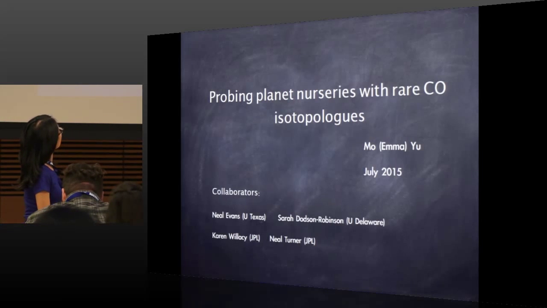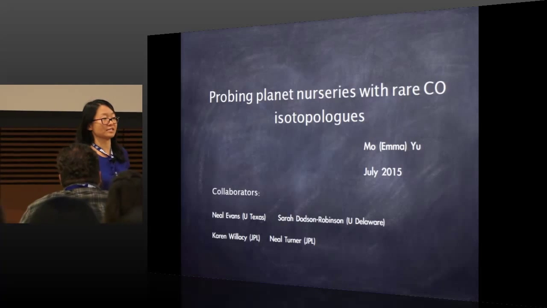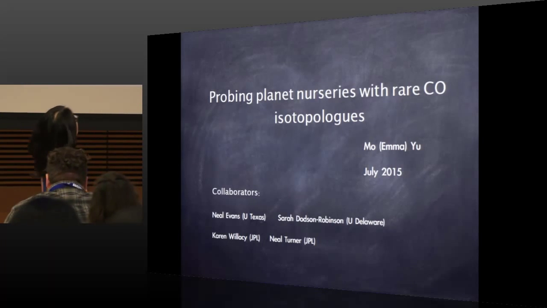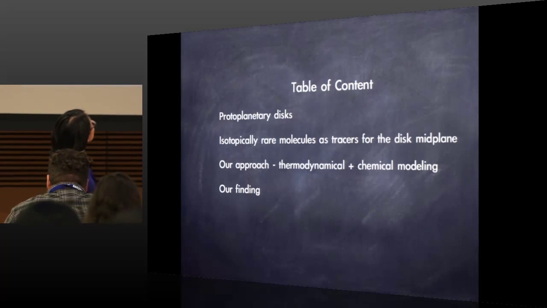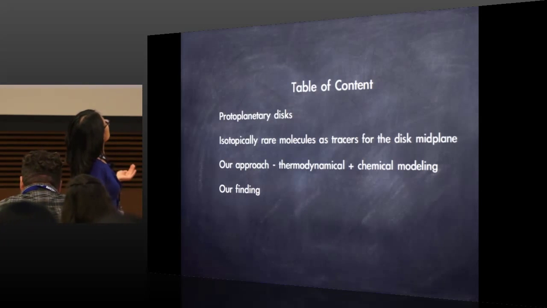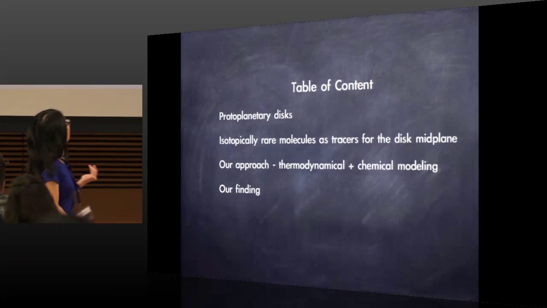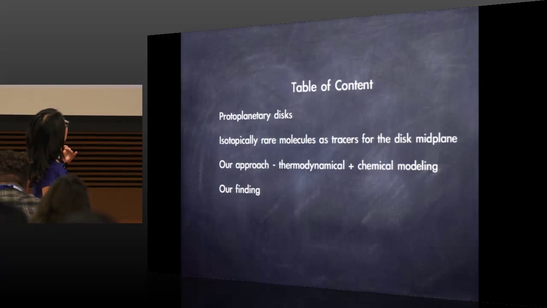I work with Neil Evans, Sally Dawson-Robinson, Karen Willesee, and Neil Turner on this project. First, I'll give a really quick review on our understanding of protoplanetary disks and star formation. Then I'll move on to our attempt to find the optically thin tracer for the disk midplane. Later on, I'll talk about our findings and our modeling approach.